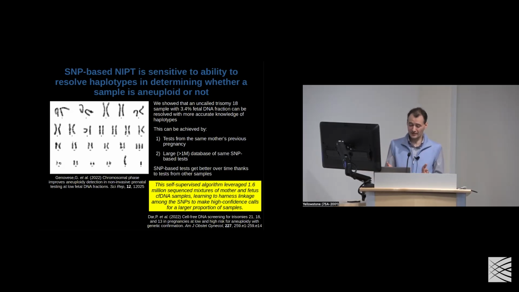Another way to achieve that is if you have a really large database of tests previously run, then you can use the previous tests to phase better, to infer better the haplotypes of the new test and improve the accuracy. And although I don't have any strong evidence that this makes a huge difference, the latest trial from the only company that does SNP-based NIPT did mention that they use a supervised algorithm that leverages 1.6 million previous tests run, and this allows to improve the sensitivity and the PPV.